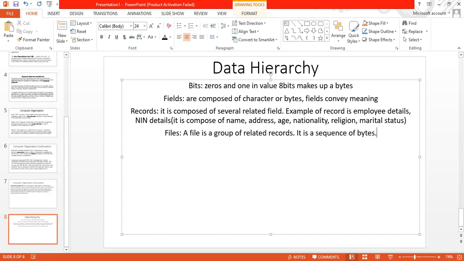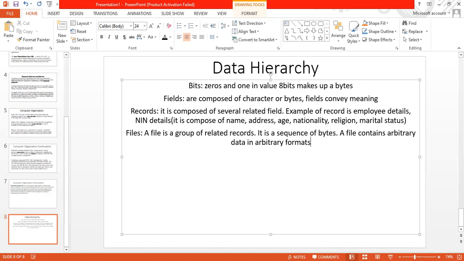So a file contains arbitrary data. They contain arbitrary information. Don't forget, information, that is data, in arbitrary format.